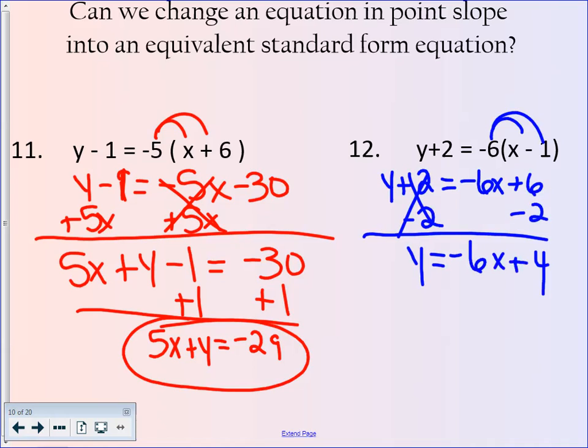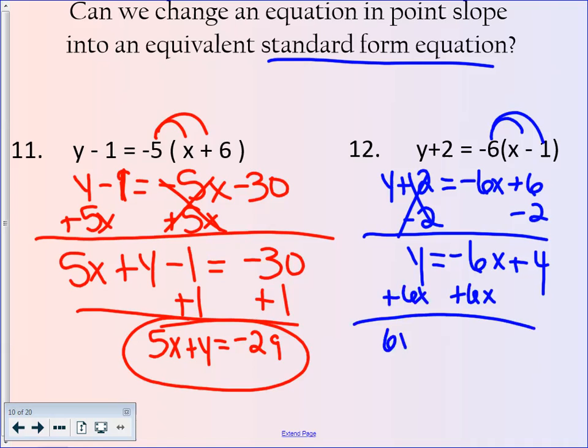Look at that, I'm in slope-intercept, but we want it to be in standard form. So I add 6x over, and I get 6x plus y equals 4. If that a is positive and a whole number, that's what tells me I am done.